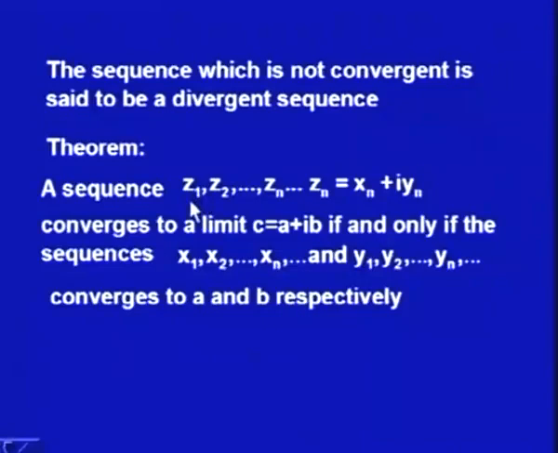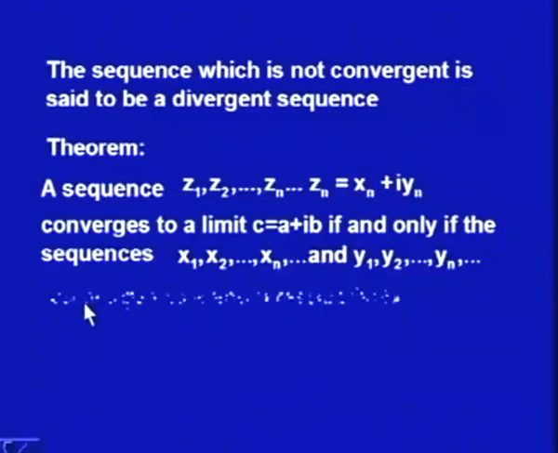The idea is that if we have a complex sequence, then it is equivalent to two sequences, x1, x2, xn of real parts and y1, y2, yn of imaginary parts, and if these two sequences converge to a and b respectively, then the sequence of complex numbers will converge to c equal to a plus ib. Now I am not proving this result.